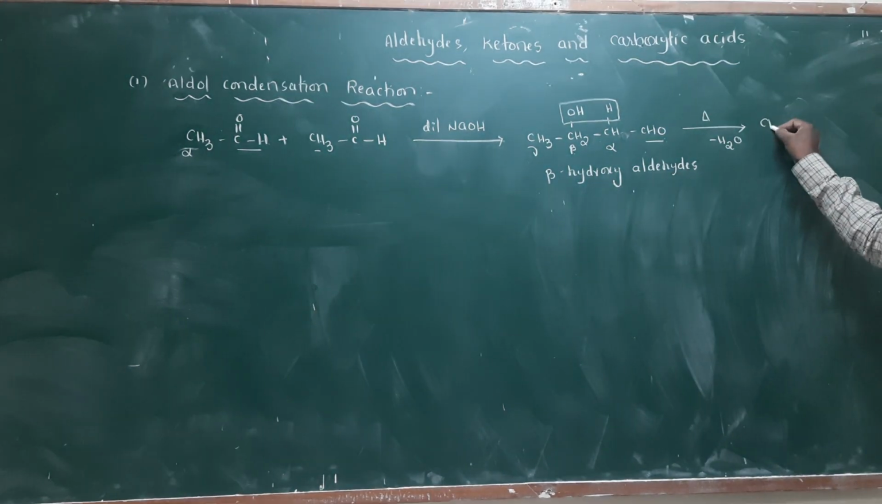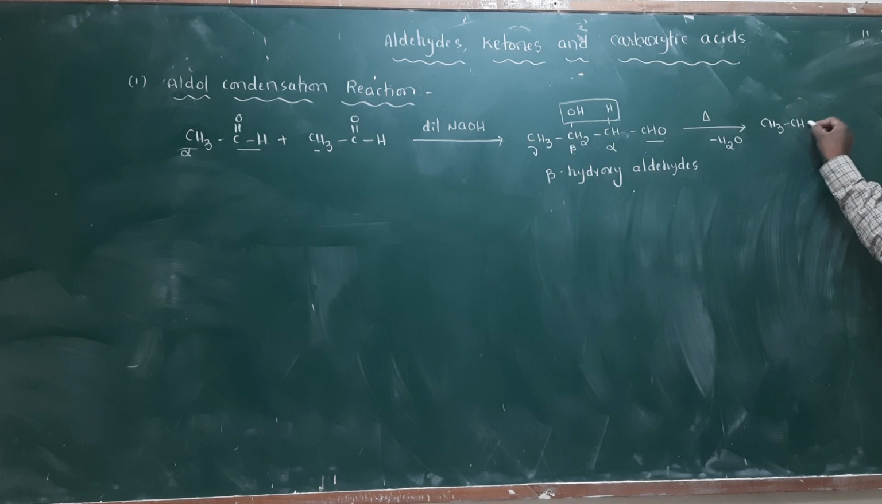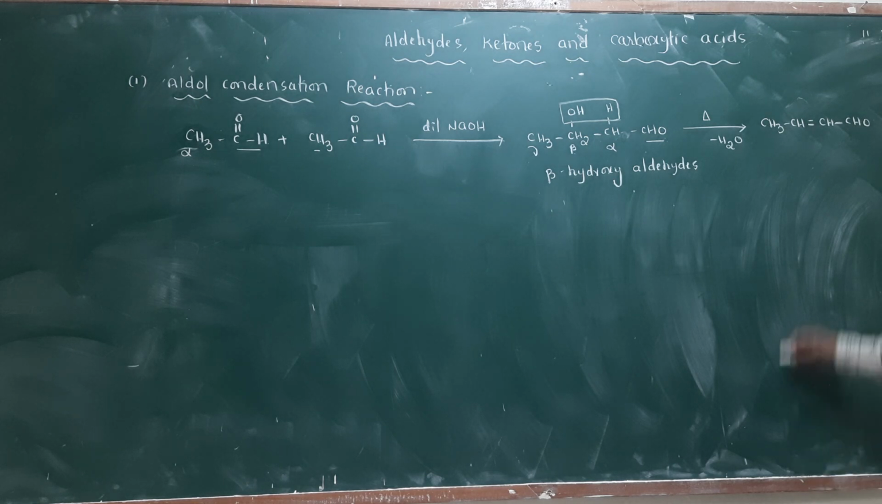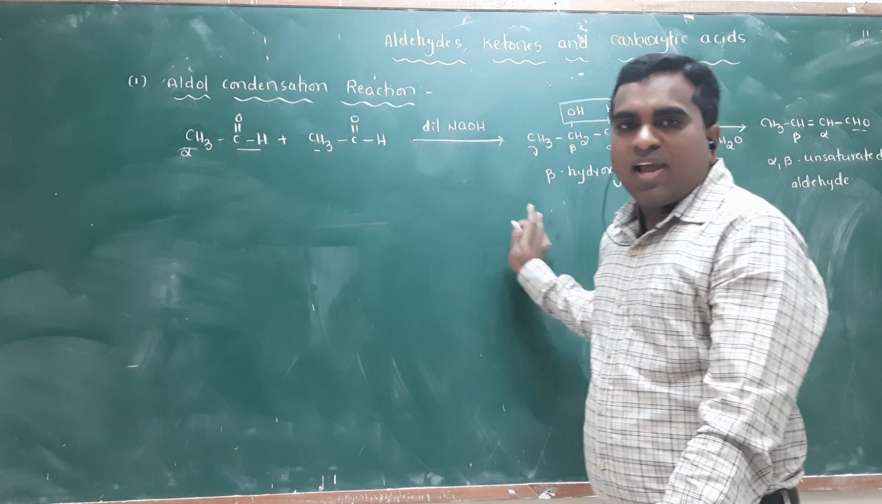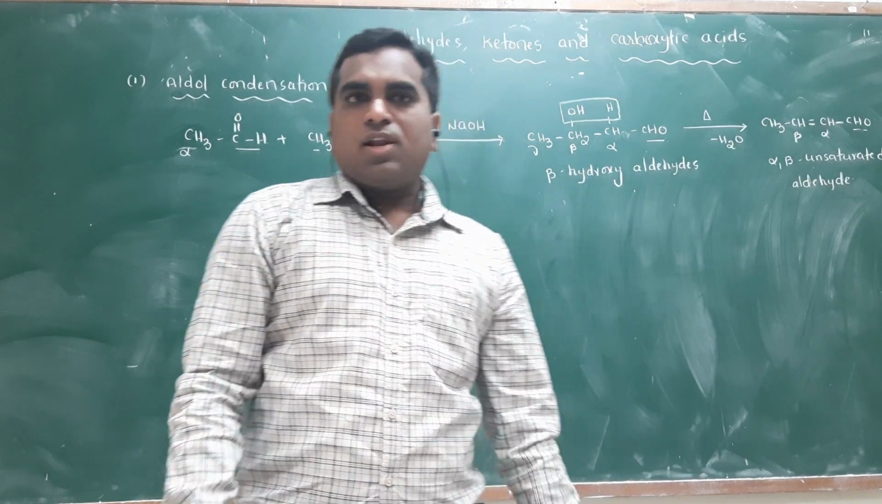So then what do you get here? CH3, CH double bond CH, and CHO. Again, this is the functional group, alpha carbon, beta carbon. The alpha beta double bond means we call it unsaturation. Unsaturated aldehyde is there, so that's why CHO means aldehyde. So this reaction will be called aldol condensation reaction, an important reaction.